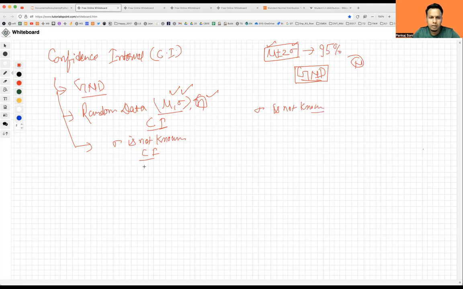In this case, we will see something called the T distribution, also known as the Student's T distribution. These are the things which I'm going to cover. So let's talk about some examples here.